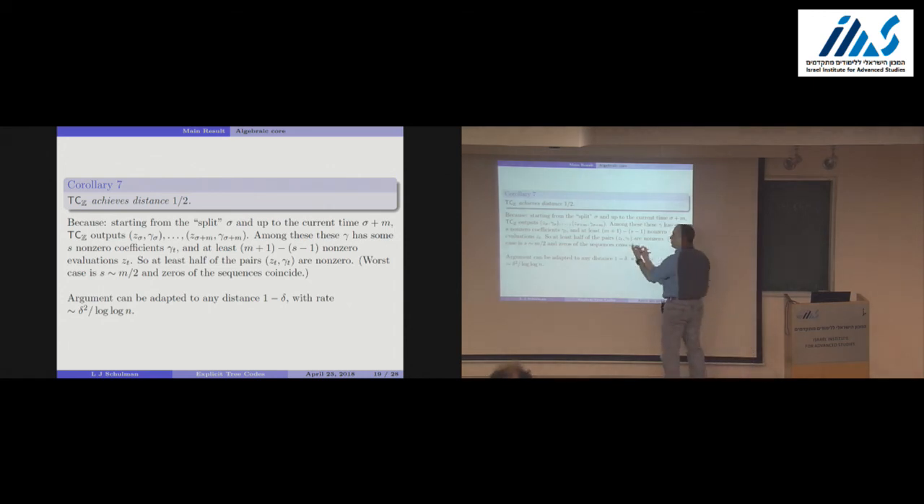Why? Well, because the number of roots and the number of coefficients trade off against each other. Something I certainly won't say now during the talk is that this gives us rate distance 1/2. You can get any distance 1 minus delta that you care about with the same idea, and the rate scales like delta squared.